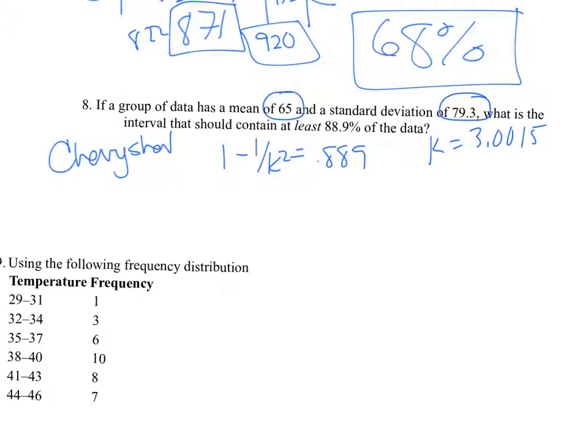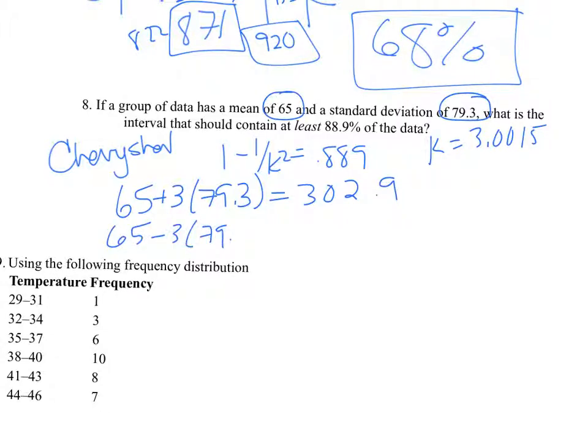So, 65 plus 3 standard deviations, our upper value is 302.9. 65 minus 3 whole standard deviations, our lower value is going to be negative 172.9. So 88.9% of this data, whatever this data is, falls in this range right here.